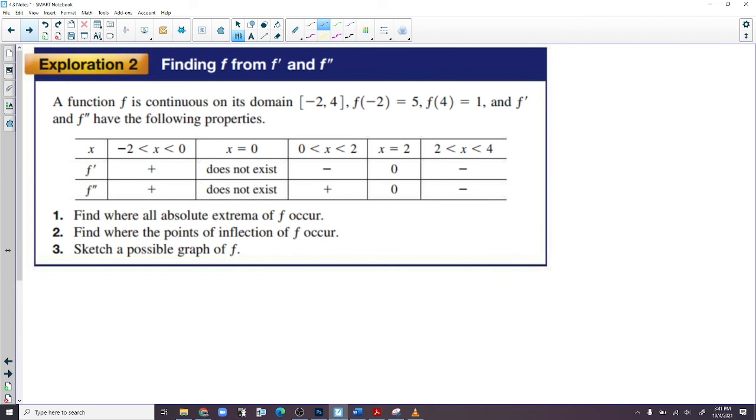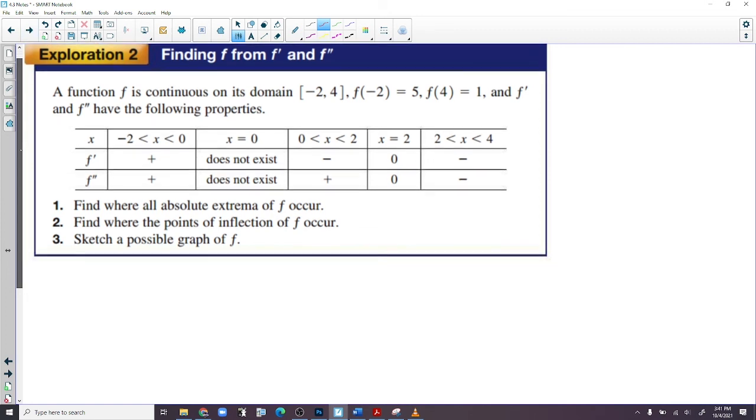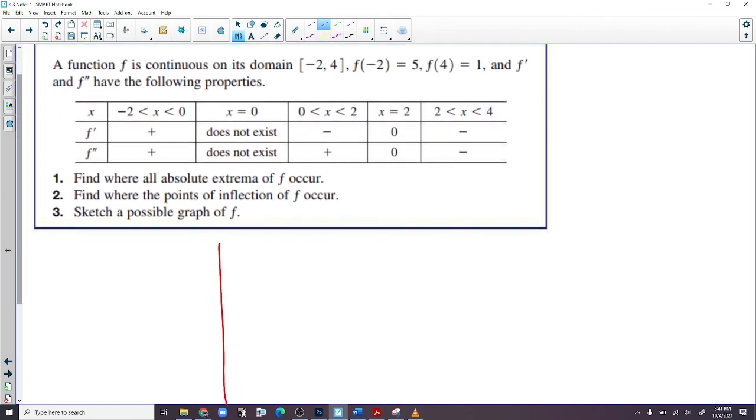A function f is continuous on its domain negative 2 to 4. f of negative 2 is equal to 5. So they just give us a point. That's nice. Negative 2 is 1, 2, 3, 4, 5. f of 4 is 1. 1, 2, 3, 4 is 1. And f prime and f double prime have the following properties.